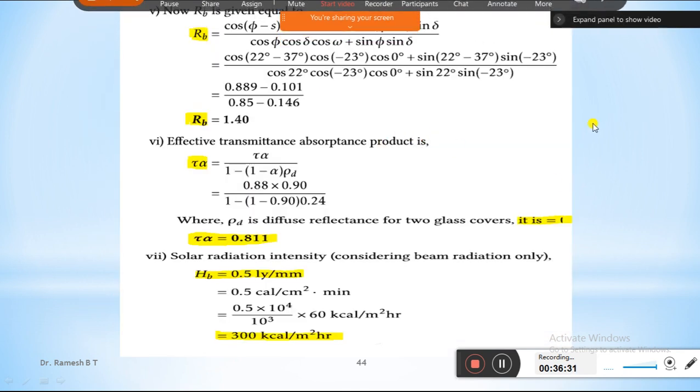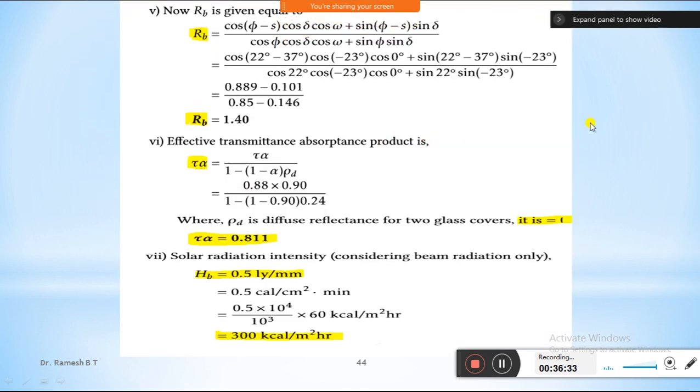Next we have to find out the RB. So RB from the equation, we already know this equation from the second module, RB, the ratio for the beam radiation, is given by this equation. Substituting, we already know the phi value, and also we know the S, S is 37, they gave it, and substituting all this, we get RB equal to 1.40.